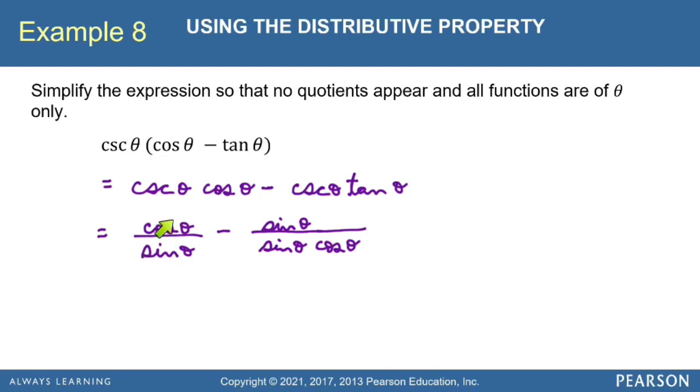For the first term, we know that cosine of theta over sine of theta can be written as cotangent of theta. That's a quotient identity that lets us rewrite that. And then we have our minus sign. And for the second term, we see that sine of theta in the top will cancel sine of theta in the bottom and leave a 1 in the top. And so that would be 1 over cosine theta, but we know that this has to be restated so that no quotients appear. So we need to use our reciprocal identity to say that cosine of theta in the bottom is equivalent to secant of theta in the top. And so we end up with cotangent of theta minus secant of theta.